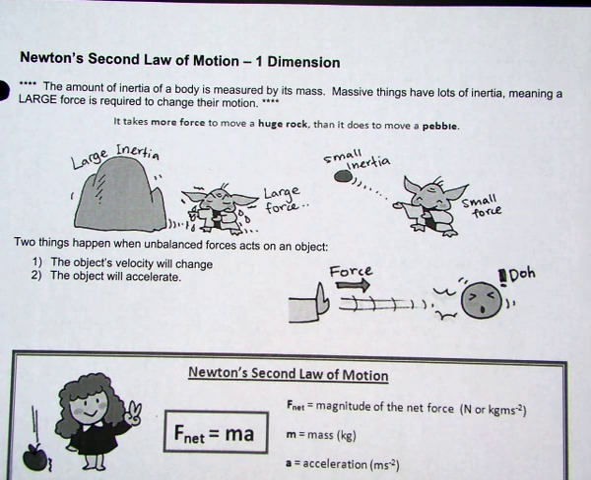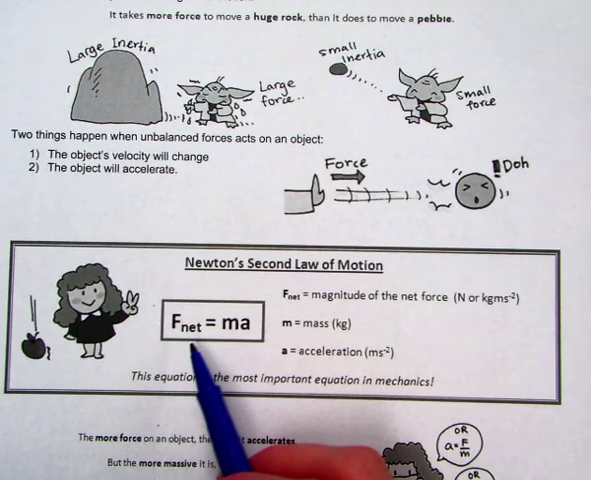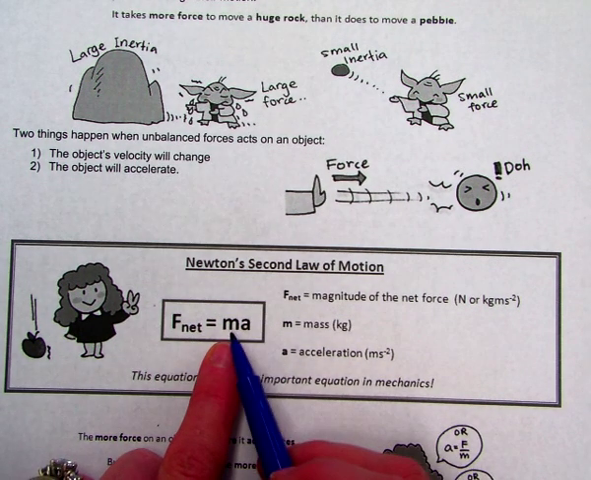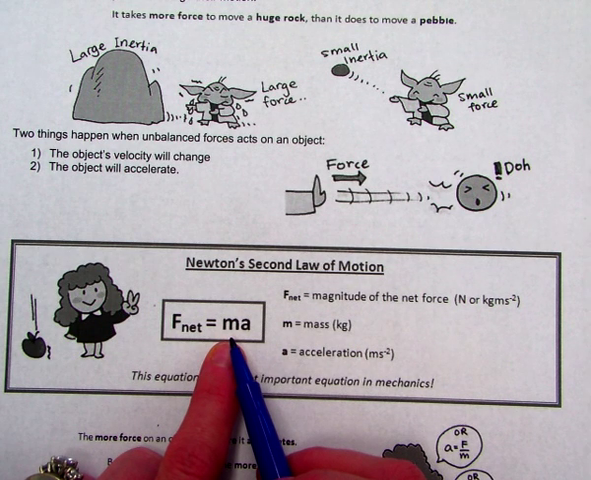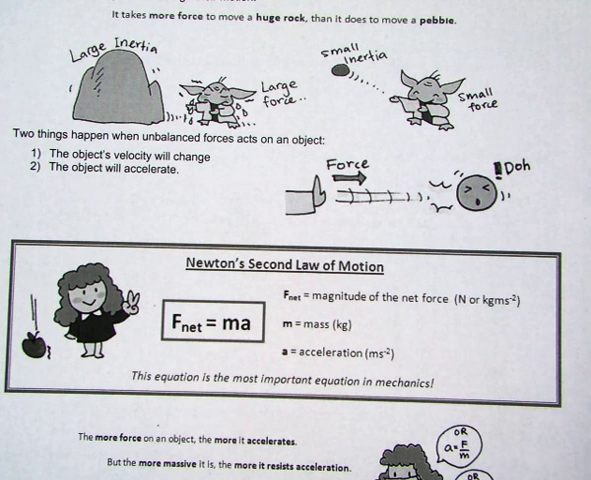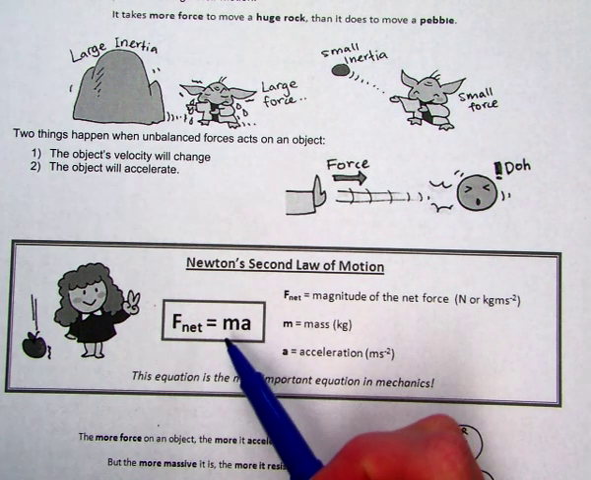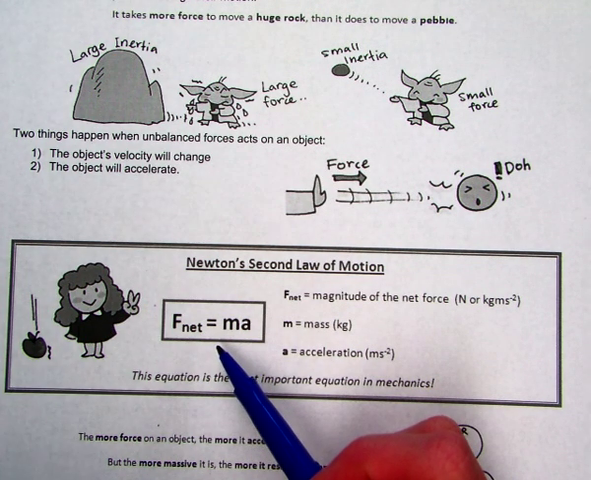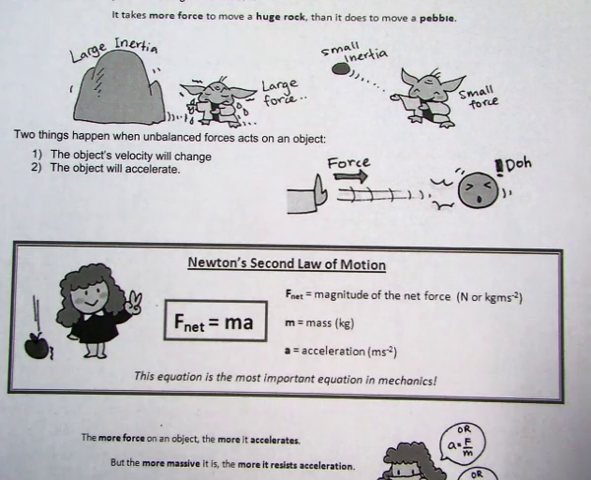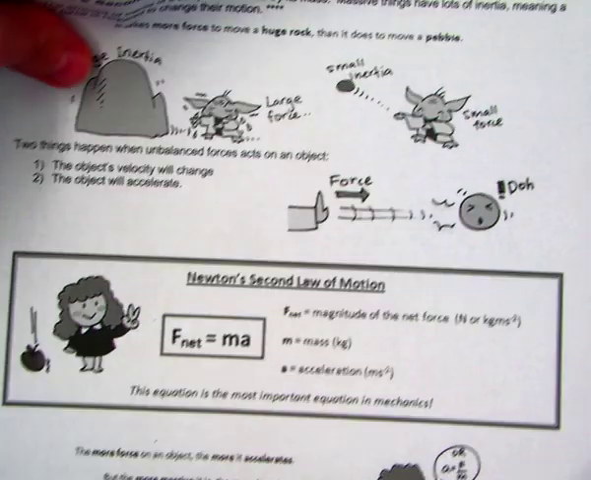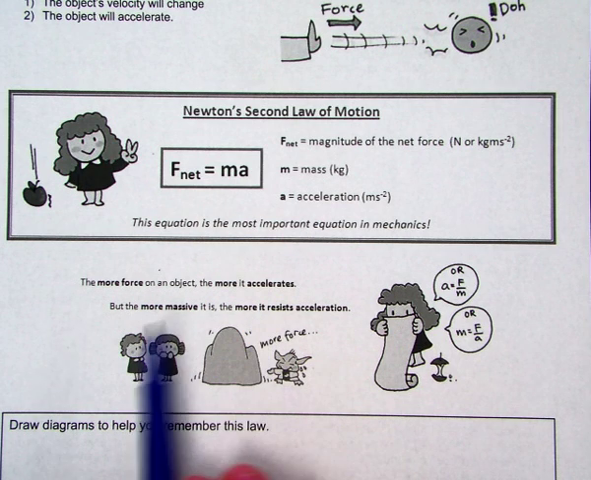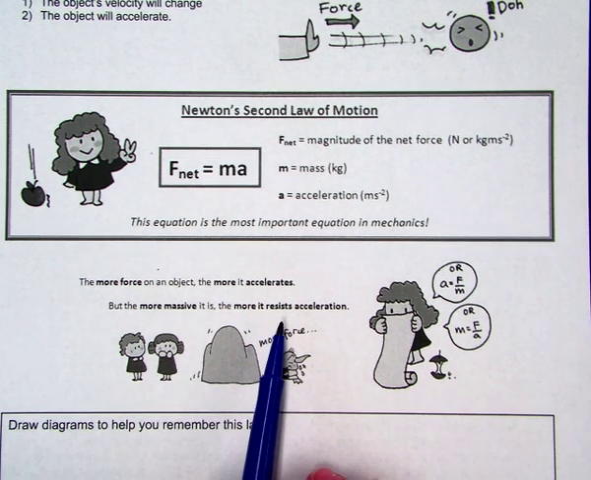So the second law of motion is that the net force is equal to mass times acceleration. Remember, this mass is a property of inertia, right? So whenever we're talking about a force needed to move an object, we have to take the mass into consideration, because for a greater mass, we need more force to even cause it to accelerate. So the more force on an object, the more it's going to accelerate. But the more massive it is, the more it resists acceleration.